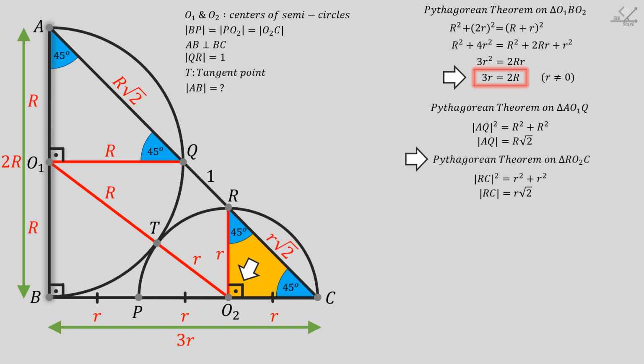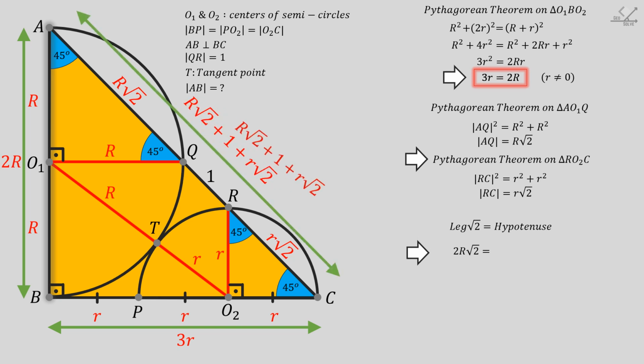Now again focus on the large right-angled isosceles triangle. We know that the hypotenuse must be equal to root 2 times one of the legs. Let's use 2 big R for the leg length. And the hypotenuse will be the sum of these three terms. And instead of small r, we can write 2 big R over 3. Solving this will give us the value of r as 3 times root 2 over 2.